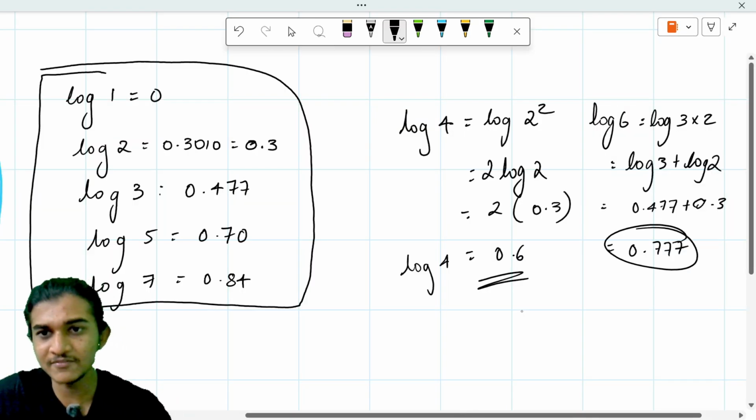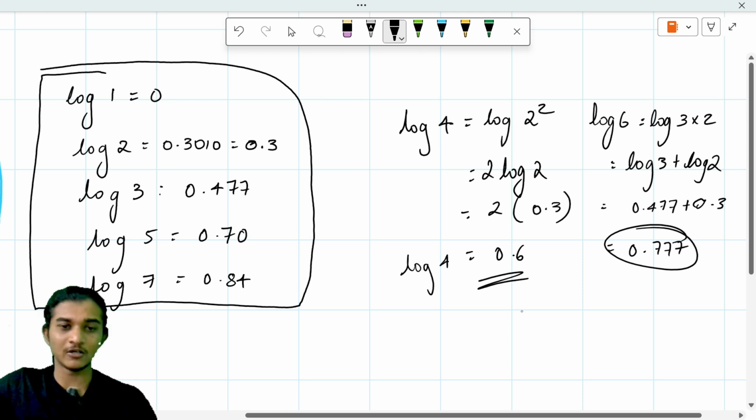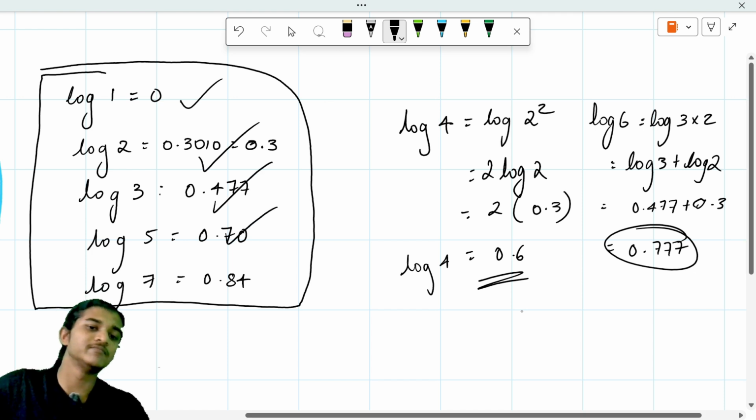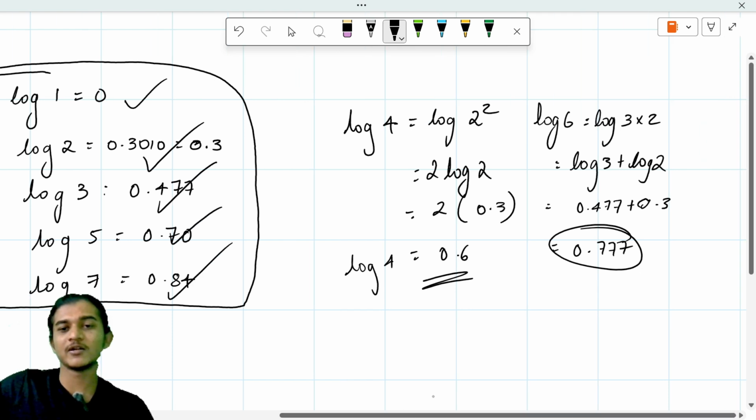You got almost exactly the same value from the calculator. That's why I'm stressing: you have to remember these 6 formulas, and then that's it. You can solve any logarithmic values. I'm going to take another example.